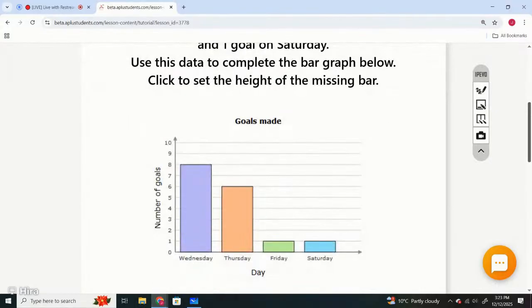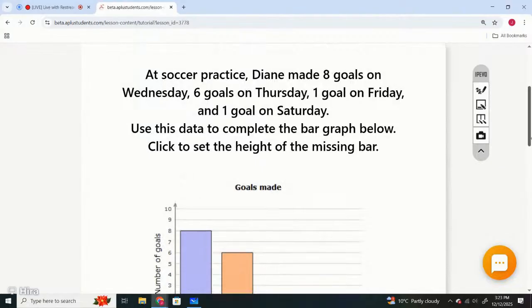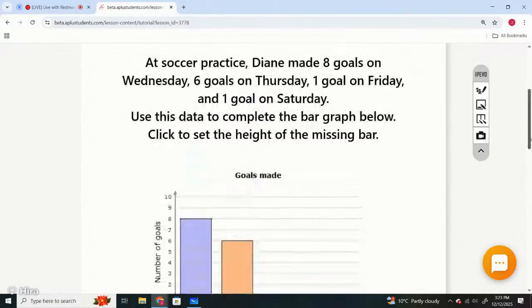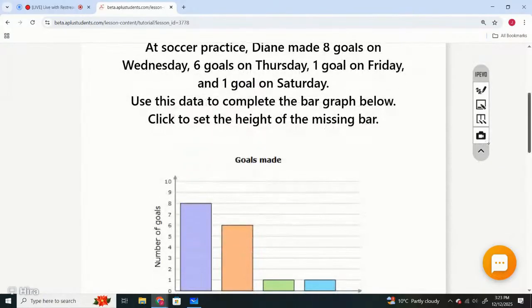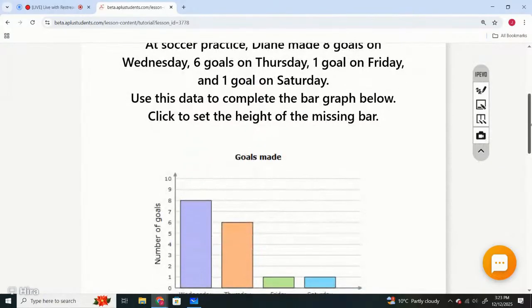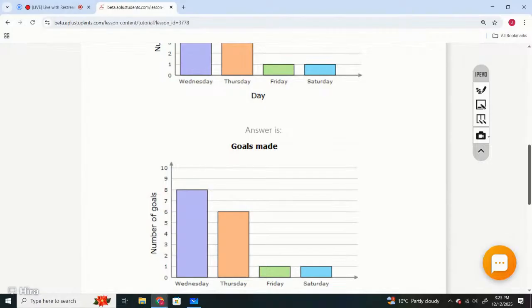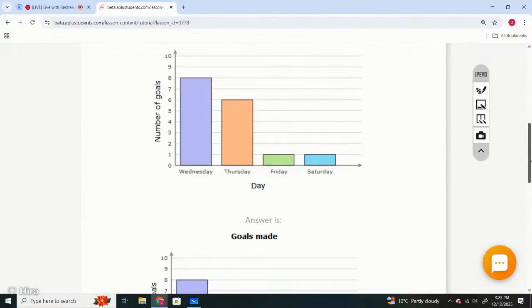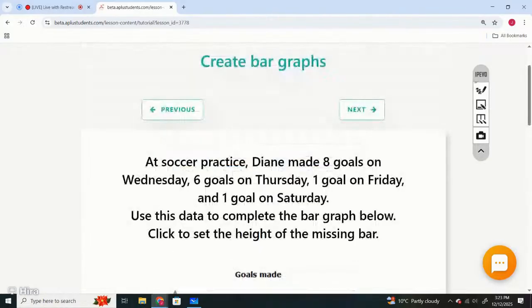On Wednesday, here is 8. 6 goals on Thursday, here is 6. Then on Friday, 1 goal, and then on Saturday, 1 goal. That gives the complete graph. Okay, let's just start with the test. Let's see.